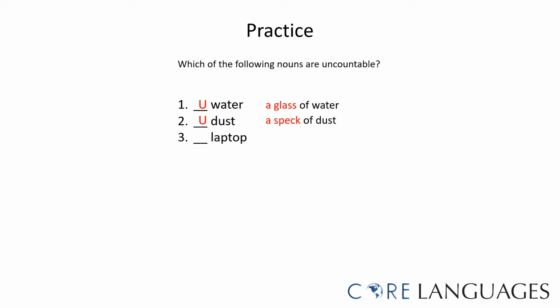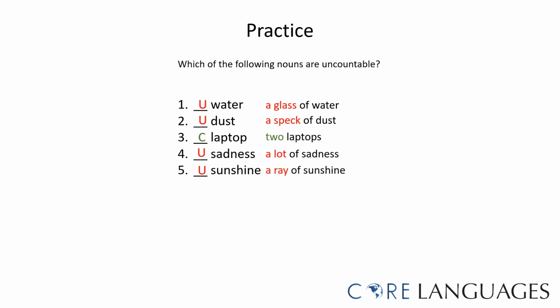Laptop. Laptop is a countable noun, and I can say 2 laptops or 3 laptops. Sadness. Sadness is an uncountable noun, and I could say a lot of sadness. Sunshine. Sunshine is an uncountable noun, and I could say a ray of sunshine.